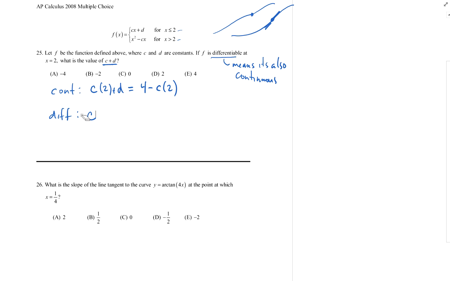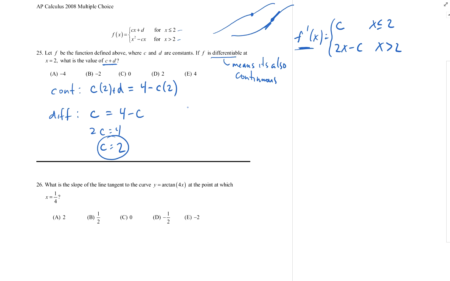Actually, let me go ahead with, I don't want to make this too messy. Let's do this. F prime of x: the top is c when x is less than or equal to 2, and the bottom is 2x minus c for x greater than 2. So the derivatives have to be equal if it's differentiable, because it has to be smooth, like I said up here. So plug in 2 for here, and it's going to be c. And plug in 2 down here, and you get 2 times 2 is 4 minus c. So I get 2c equals 4, c equals 2.